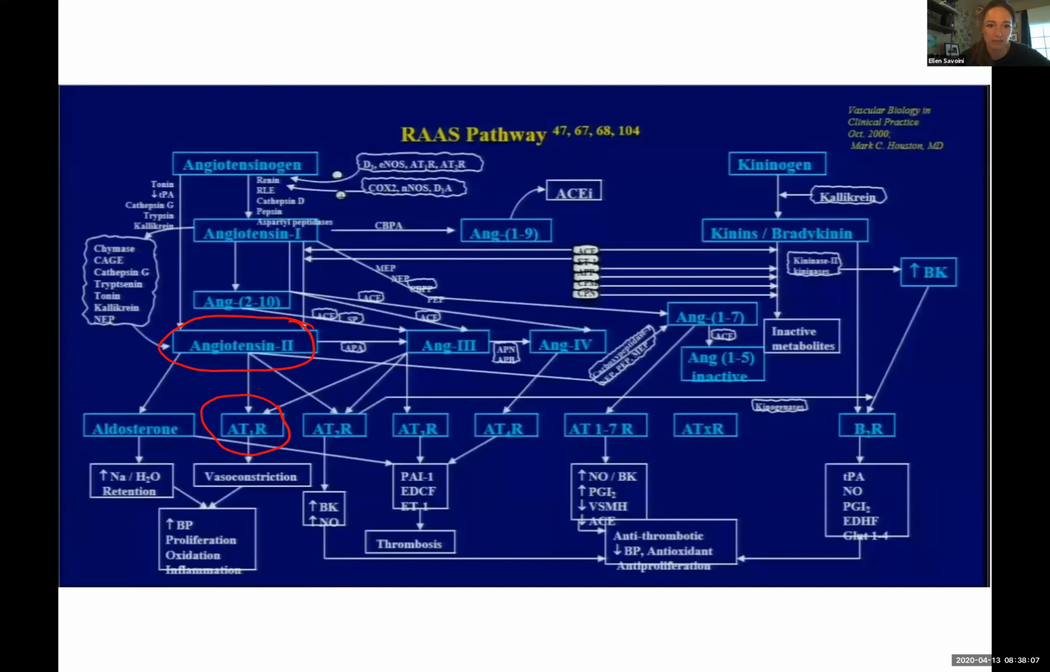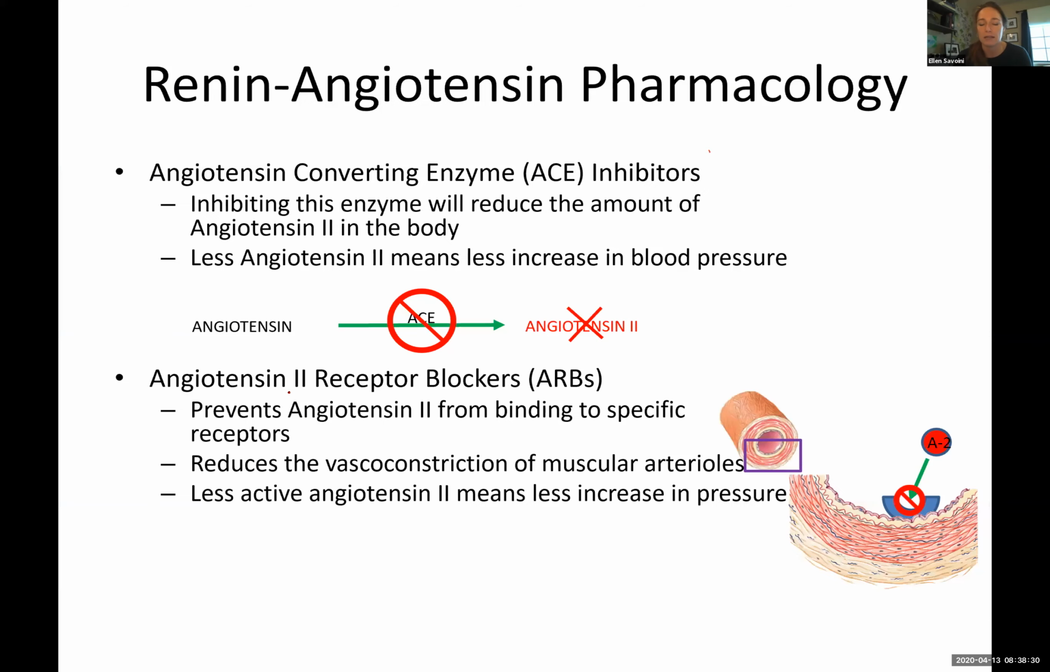That's not angiotensin 1, it just happens to be the number one receptor for angiotensin 2. What it's doing is a lot of vasoconstriction, as we just talked about, increasing blood pressure, and it causes oxidation and inflammation. But what I want to point out is this AT1 receptor, the angiotensin 2 receptor, is really the same receptor that I drew here.